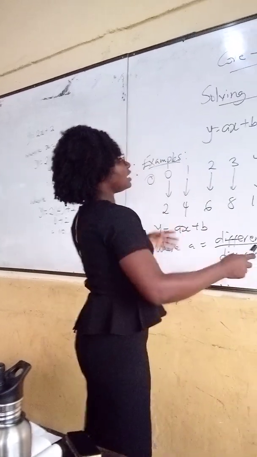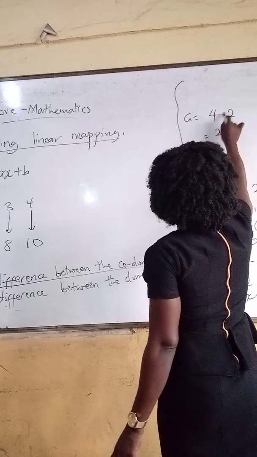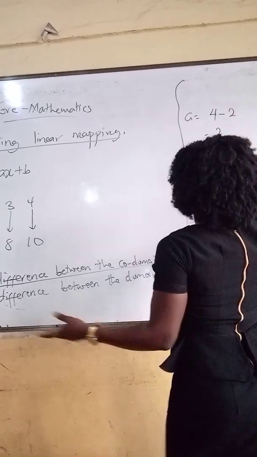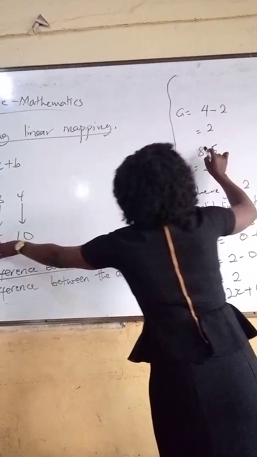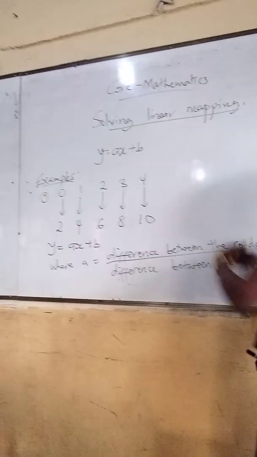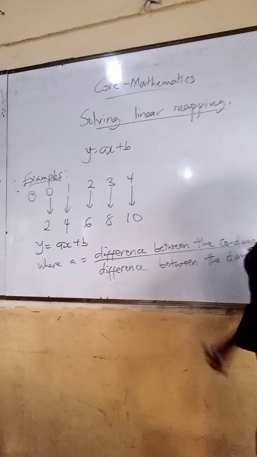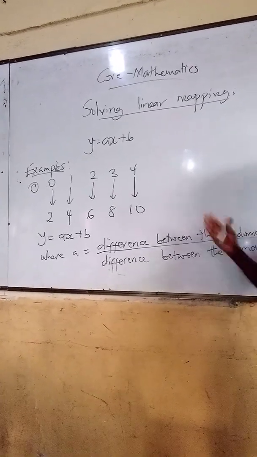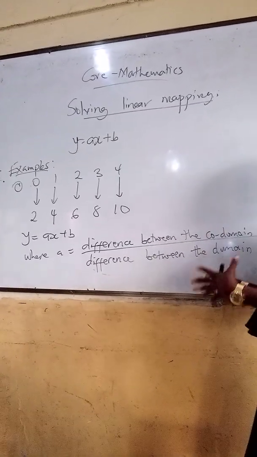From observation, what's our difference? We chose any of the values. So it becomes 4 minus 2, which is giving us 2. Then 8 minus 6, which is also giving us what? 2. It means that we have a constant difference between them. Do you understand? So the constant difference between the codomain over the constant difference between what? The domain becomes our a.